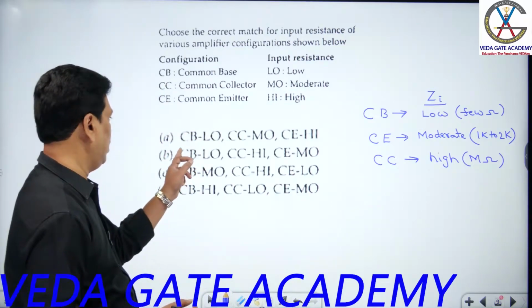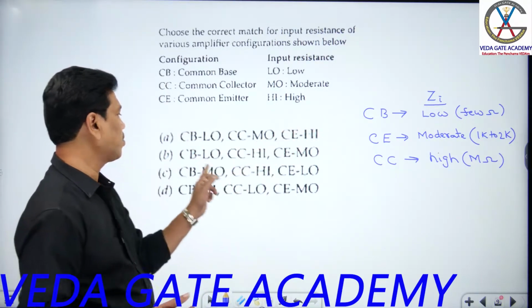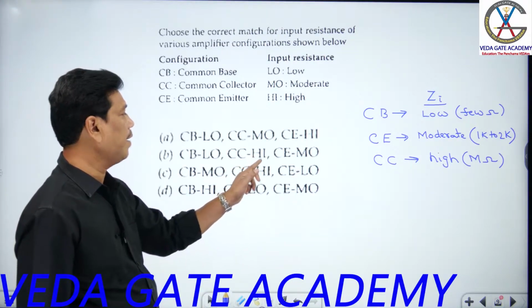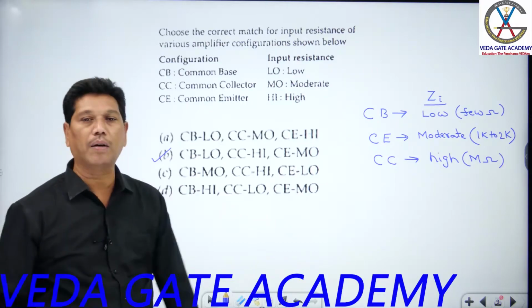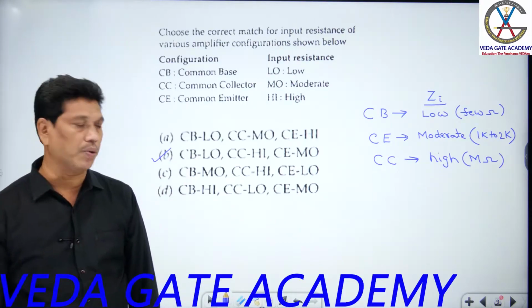See this one now. For common base, input impedance low. For common collector, it is high. For common emitter, it is moderate students. Option B is the right answer for that. Option B should be the right answer for that students. Next one I go.